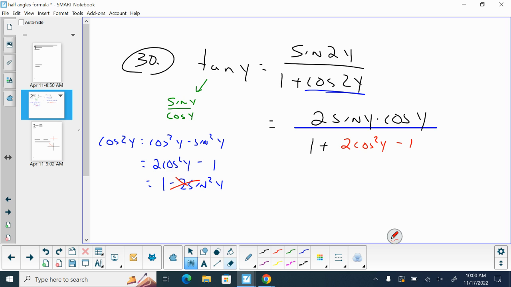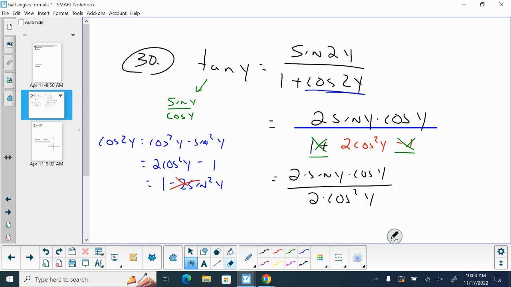What so magically happens to our denominator? Let's take a look at our denominator. I have 1 plus 2 cosine squared y minus 1. What happens here? 1 minus 1 gives us what? 0. They cancel out. This minus 1 just goes bye-bye. Adios. They're gone. Leaving us with 2 sine of y times the cosine of y over 2 times the cosine squared of y.